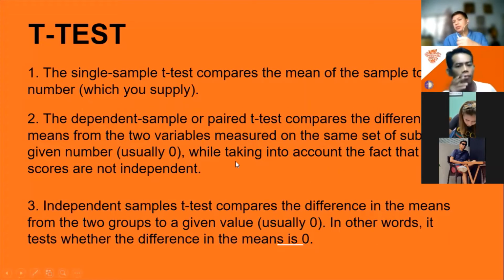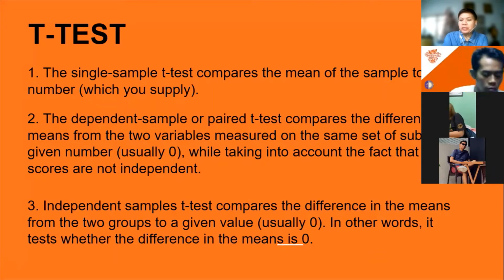Okay, so as I mentioned, there are 3 types of T-test. Number 1 is the single sample T-test. Like, for example, the national average for math score is 50. So we can compare the math score of our respondents to that national average of 50. That's an example of a single sample T-test.